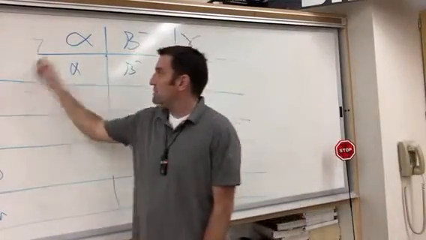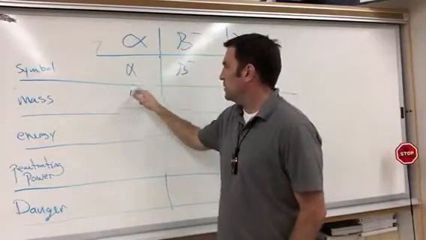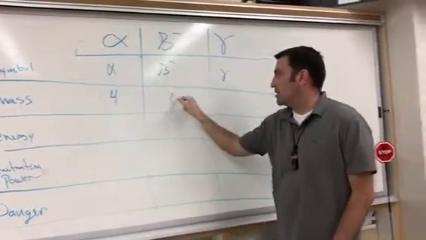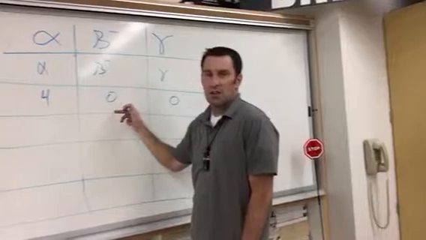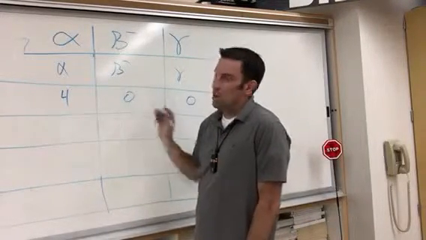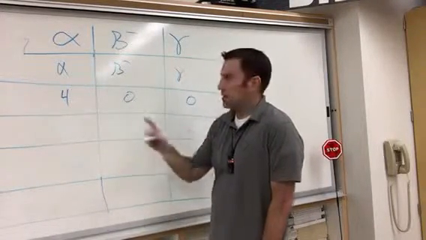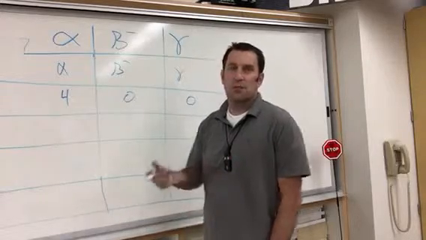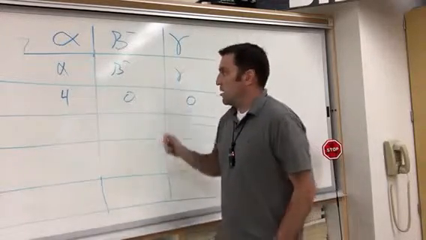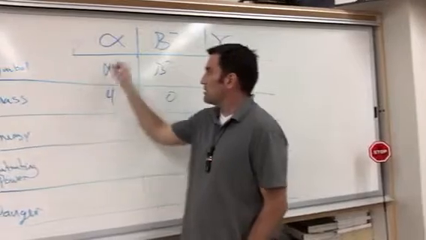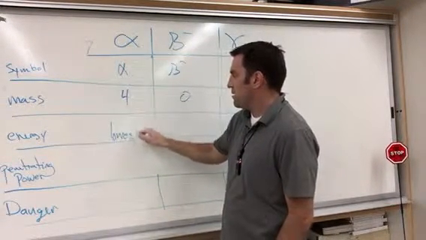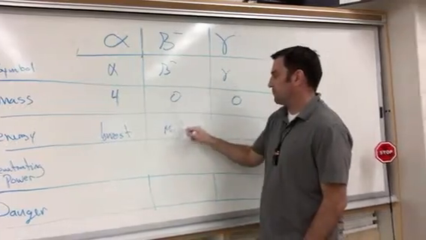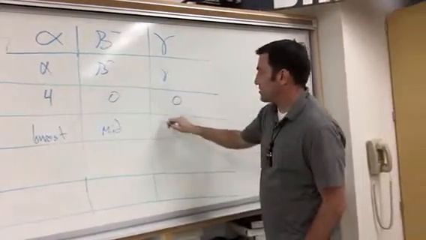All right, the mass of the alpha particle is 4. The mass of the beta and the gamma is essentially 0. A beta particle is going to be just like an electron and have a mass that's really 1/2000th of one proton, so we're going to call that 0. Now, the energy associated with these things: alpha is considered the lowest energy. Beta is in the middle. And gamma is extremely high.